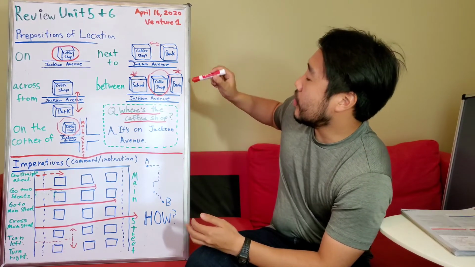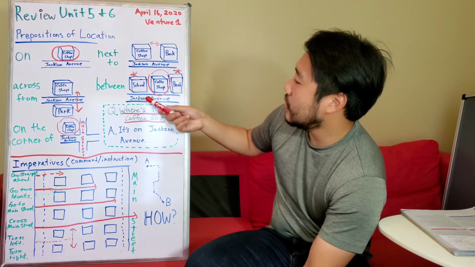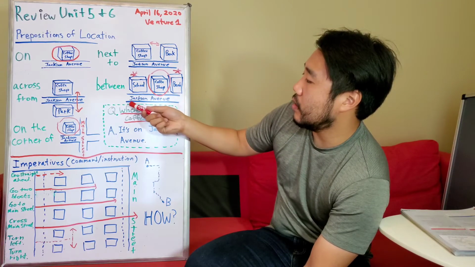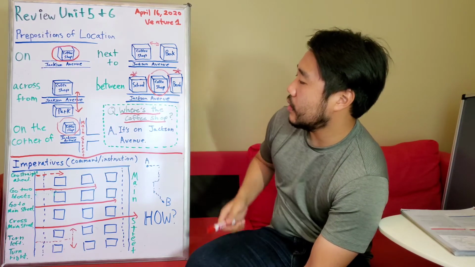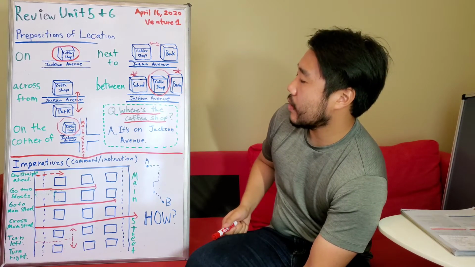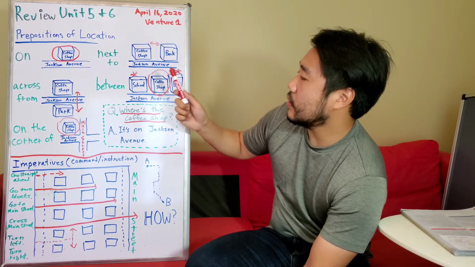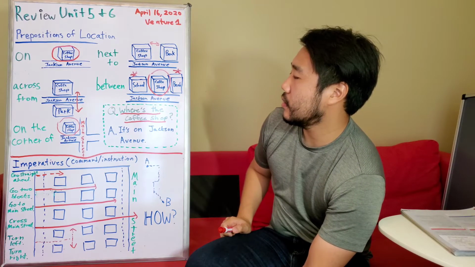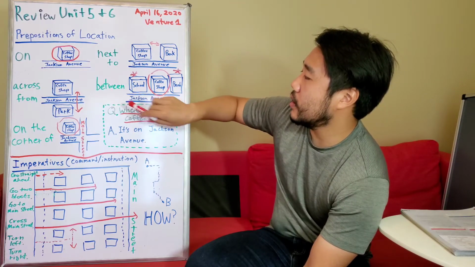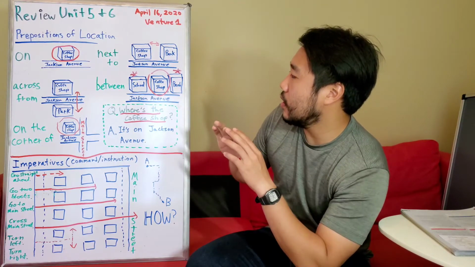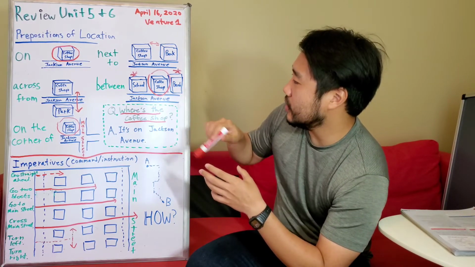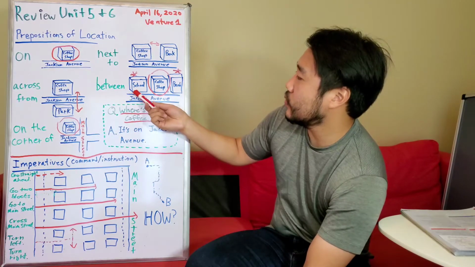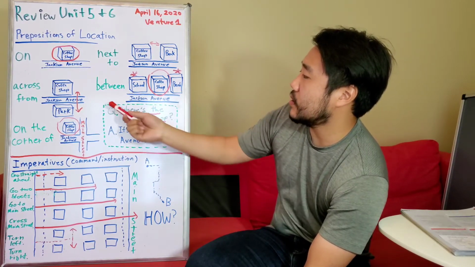Between. Here we have 3 buildings in total: school, coffee shop, and bank. And they're all on Jackson Avenue. So if I say, where's the coffee shop? I say, it's between the school and the bank. If you want to use between, the place or the location has to be in the middle of 2 different structures or buildings. So here we have school and bank, so we are able to use the preposition between.